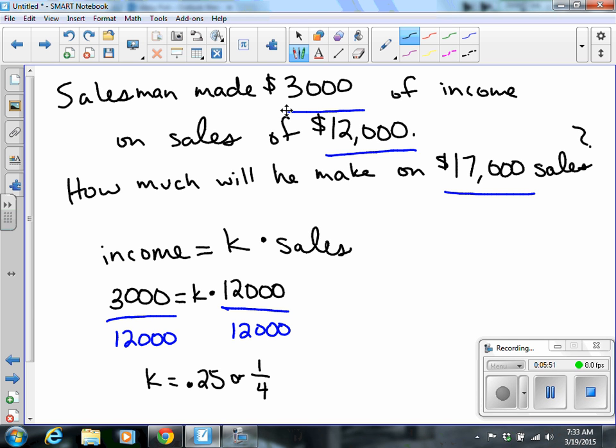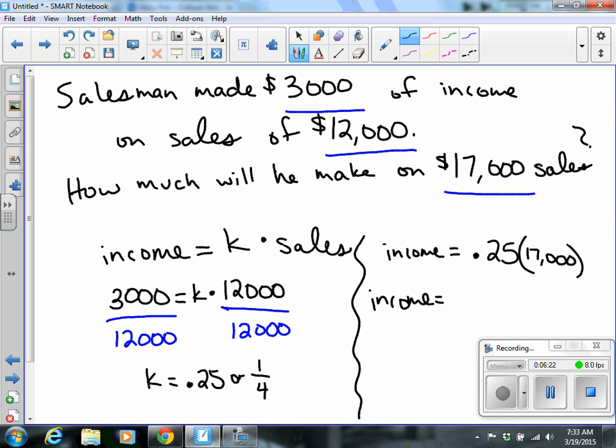Okay, so I'm done with that sentence. I no longer have to worry about the $3,000 or the $12,000. Now I'm going to figure out how much will he make on $17,000 worth of sales? That's what I'm trying to find. So his income equals, well, what's k? K is 0.25, and his sales are 17,000. So I can just plug this in and figure out that his income will be $4,250.